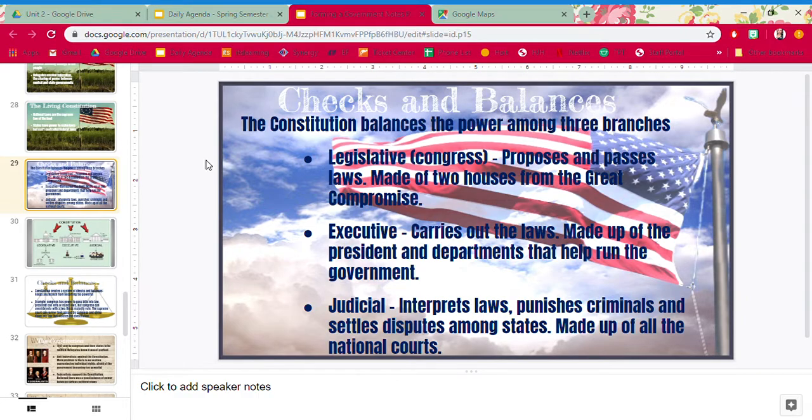Okay, judicial branch, these are the people that are going to interpret the laws. They also can punish criminals and settle disputes among the states, and they're made up of all the national courts. And at first, the delegates don't really know what to do with the judicial branch, and eventually, as time goes on, the judicial branch will sort of define their own powers as cases are presented to them. You'll see as time goes on.